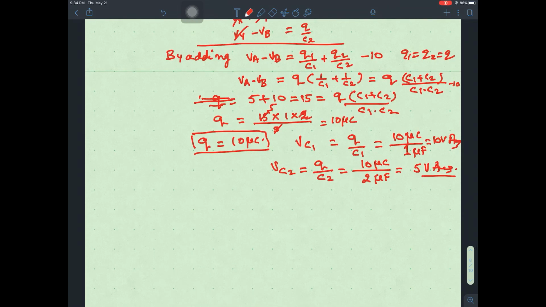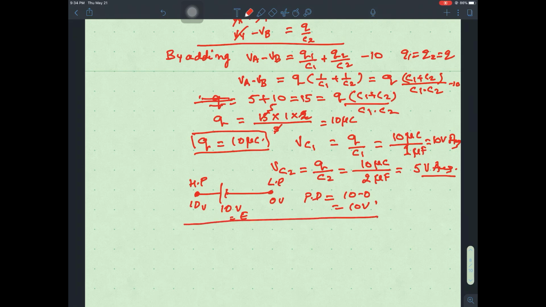This question is very important to understand in a concept building process: if a battery here is of 10 volt, what does it mean? It means that here the potential, if we take 10, then here the potential we will have to take 0 volt. So this is high potential, this is low potential. So potential difference is equal to this EMF of battery, and that is your 10 minus 0, that is 10 volt. This is the thing that you have to understand in a very careful way.